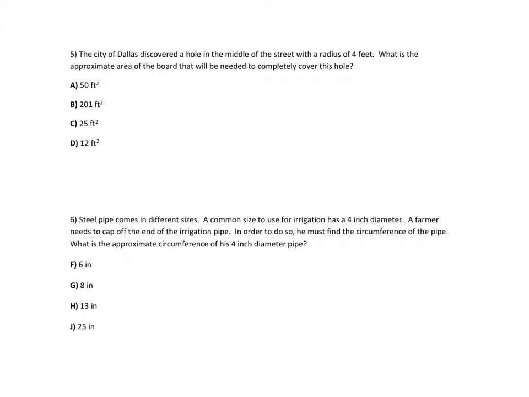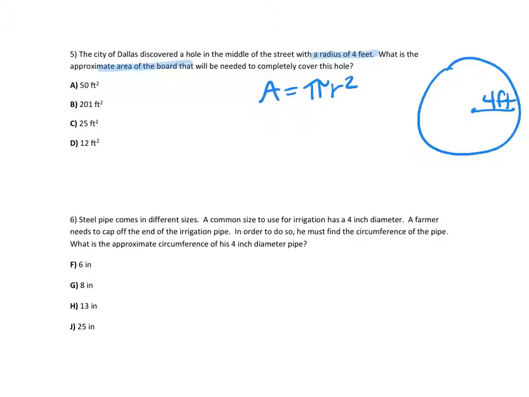The city of Dallas discovered a hole in the middle of the street with a radius of 4 feet. What is the approximate area of the board that will need to be completely covered? So we're covering the area. Here's the radius. It's just a simple pi r squared. Okay, so we know pi is 3.14. Our radius is 4 squared. So 4 squared is? Pedro, you should be writing everything down, bud. 3.14 times 16.